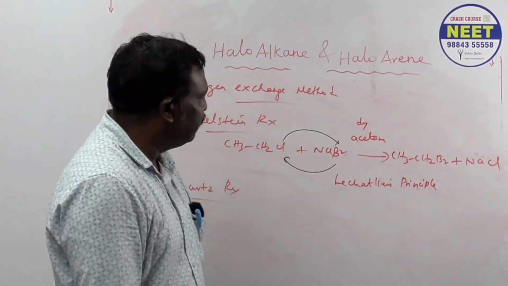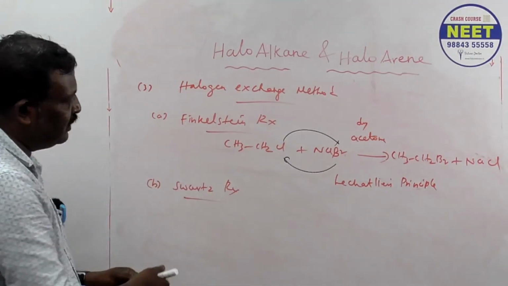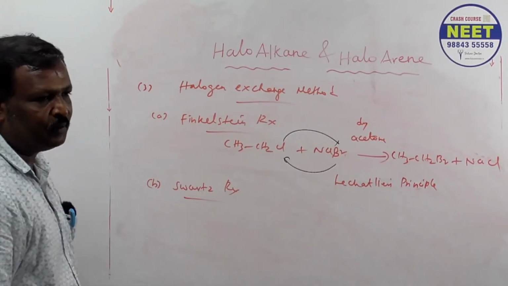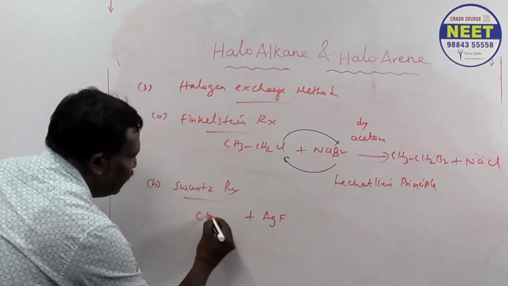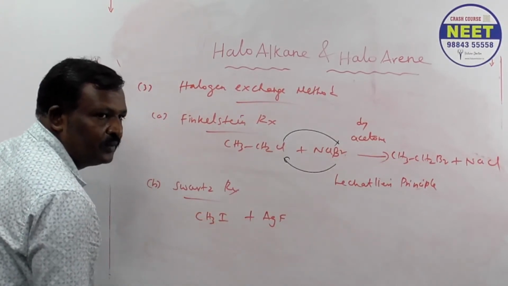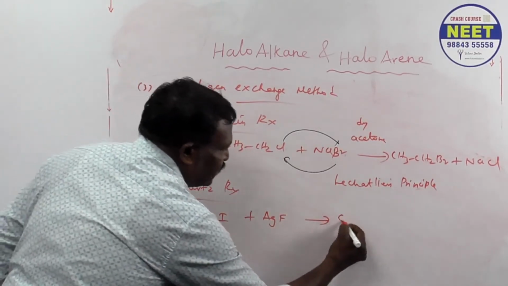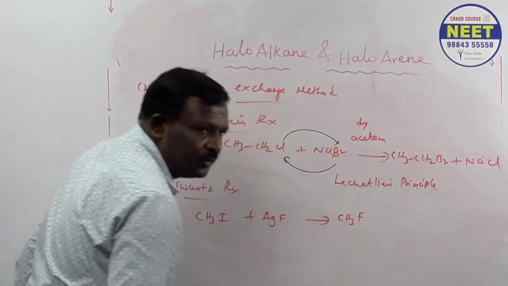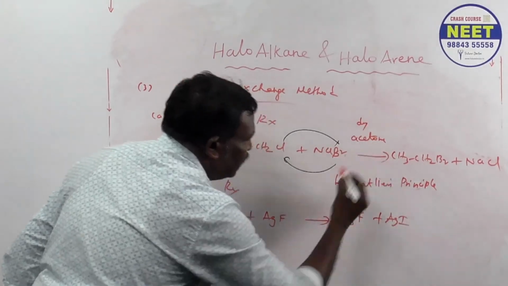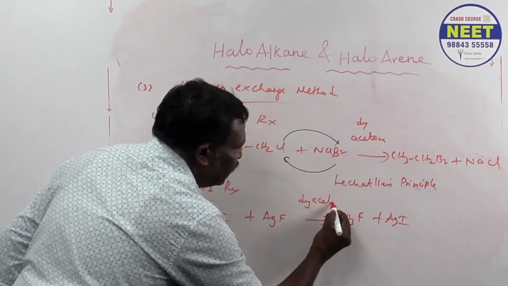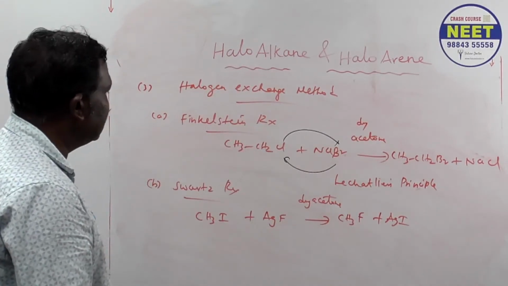Then next one, Swartz reaction. This is also the same thing, but mostly fluorine compounds we can prepare. So just remember AgF. Here the left hand side we can put anything. The product will be fluorine compounds, always fluorine compounds, plus AgI. Same thing, this also uses dry acetone. Swartz reaction.